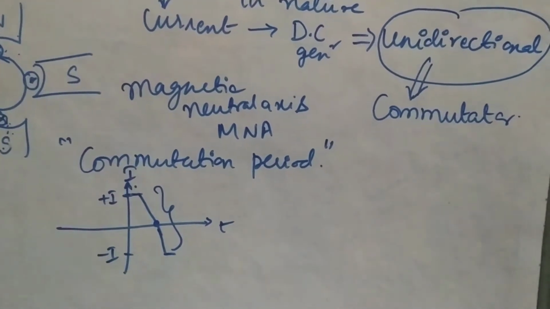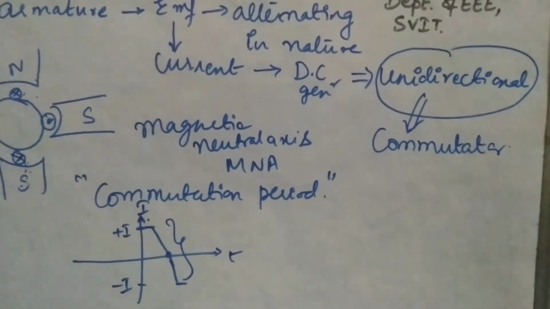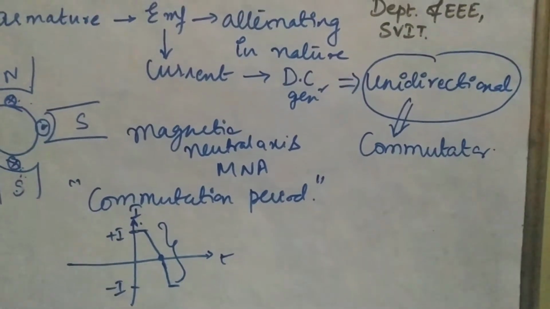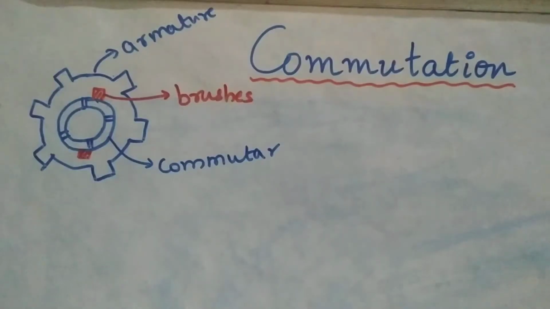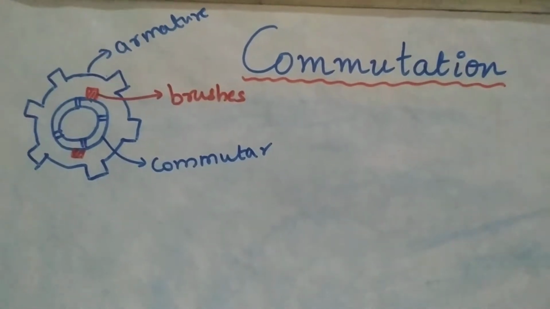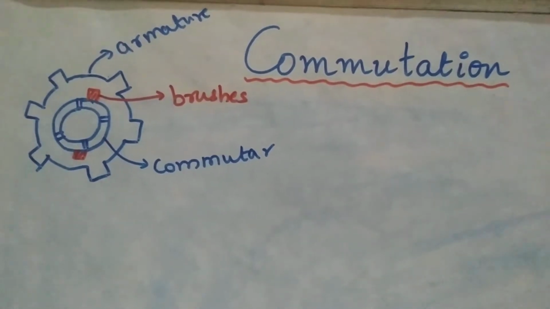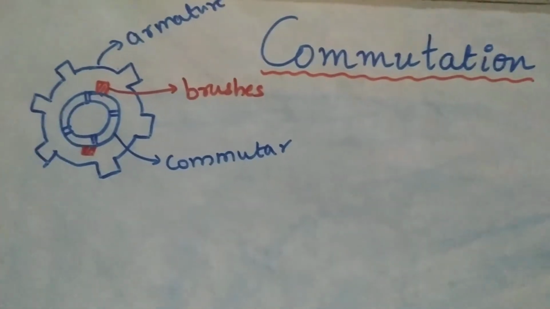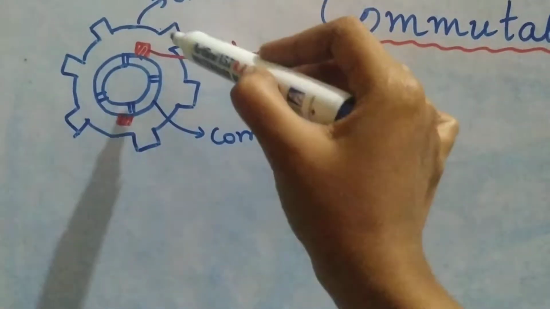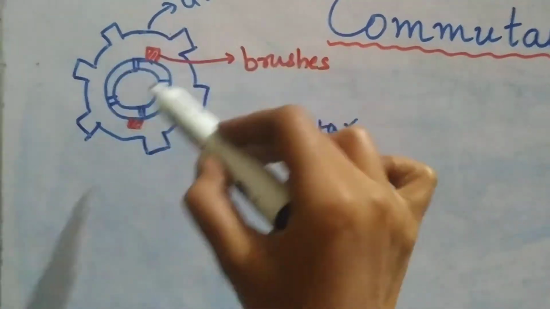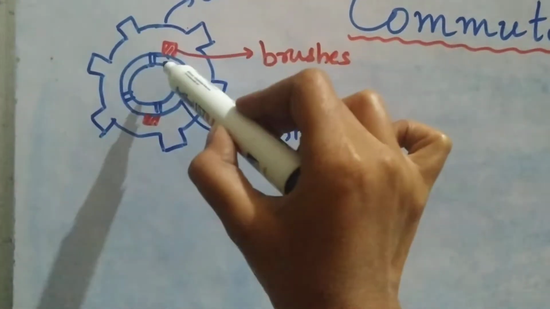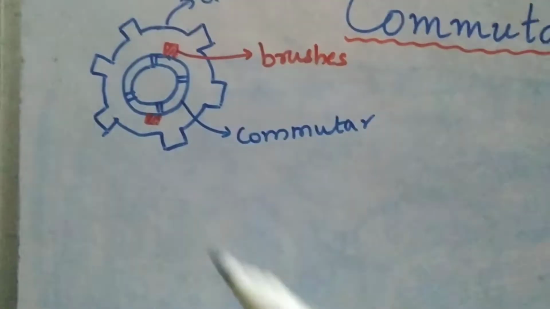So therefore let us discuss the concept of commutation in detail, taking an example. To explain the process of commutation, let me give you a basic idea. Here you can see that this is an armature conductor, which you will place inside the slots, and this will be the commutator.